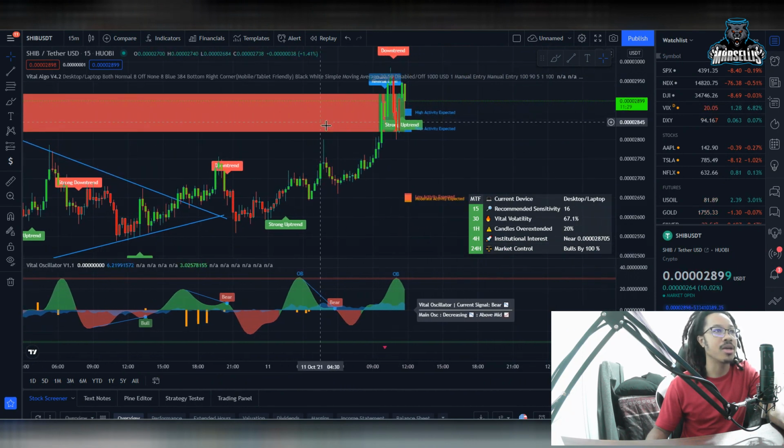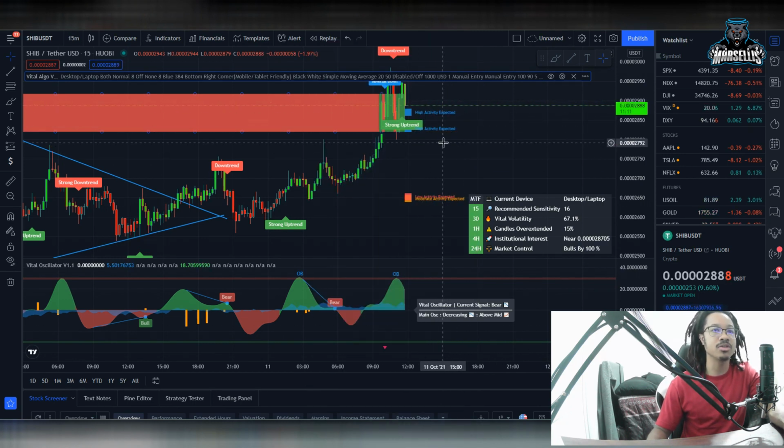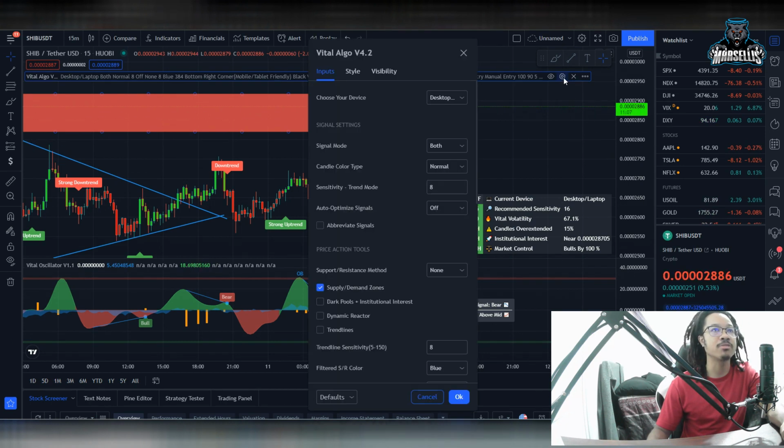So the second that we hit this uptrend here and then hit this red area, it turned green because now the demand is very high for Shib. And as you can see over here, this is high activity expected. What this is over here, this is the Vital Algo indicator, the supply and demand zone, and the dark pools right here. So dark pools plus institutional interest right here. This means that there's institutional interest inside of Shib at this area. Very highly expected right there.